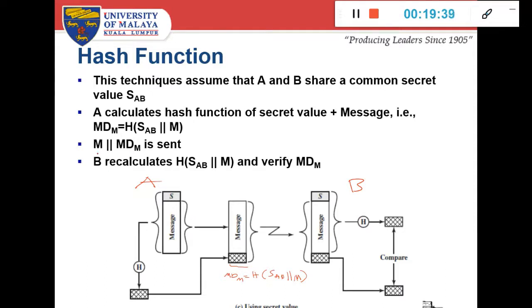The message combined with the message digest is sent. This part, the message concatenated with the message digest of M, is sent to Bob, or B. B recalculates the hash function and verifies. If this one matches this one, you verify it is the real sender, the sender you intended to receive the file from. If it doesn't match, it is not authentic. The message has been altered or was sent by other people trying to impersonate the real sender.